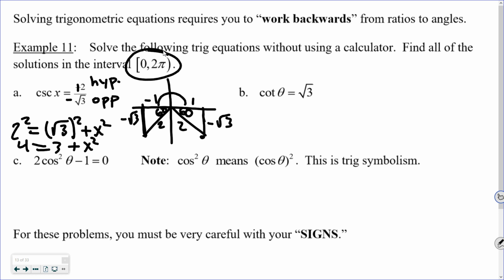So pi plus pi over 3, that's 1 1/3, which makes it 4/3. So one answer would be 4/3 pi. I'm going to put it down here: 4 pi over 3.